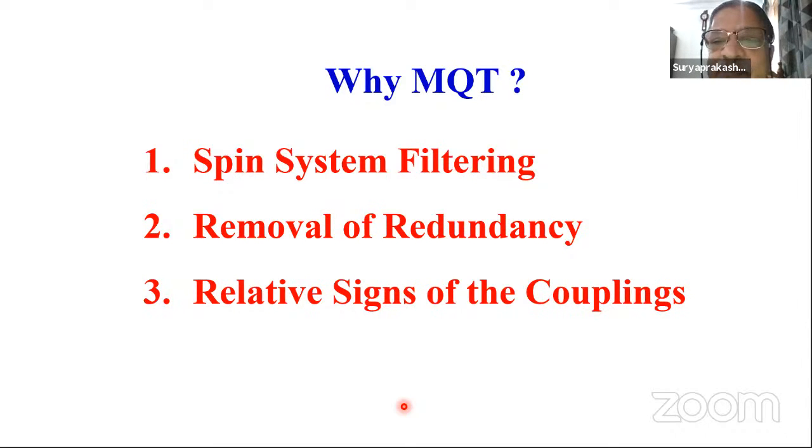Now, for the benefit of the audience, I wanted to make it much simpler. The question is, what are multiple quantum transitions? Why do we use them? I'll tell you what MQT is now, but why do we use it? First of all, we are using it for what is called spin system filtering. What is a spin system? All the group of coupled nuclei, which are coupled among themselves, form what is called a spin system. In a given molecule, there could be many spin systems. We can separate out the spectrum corresponding to each spin system. That is called spin system filtering.